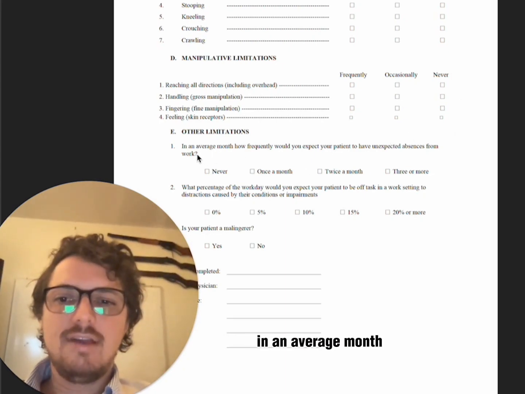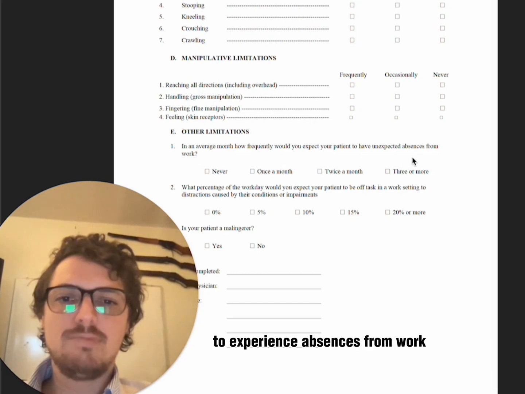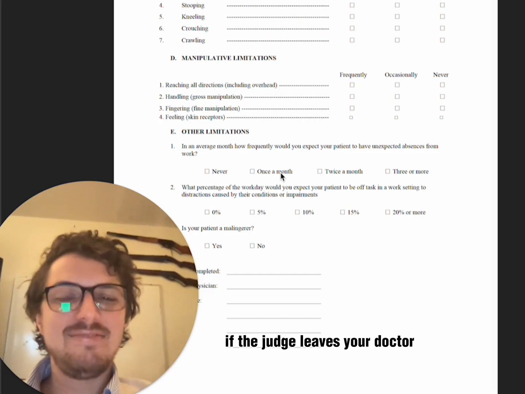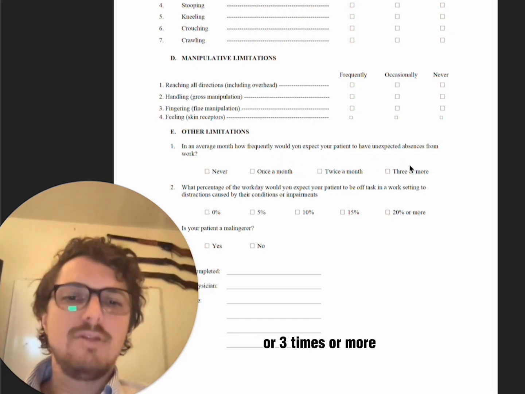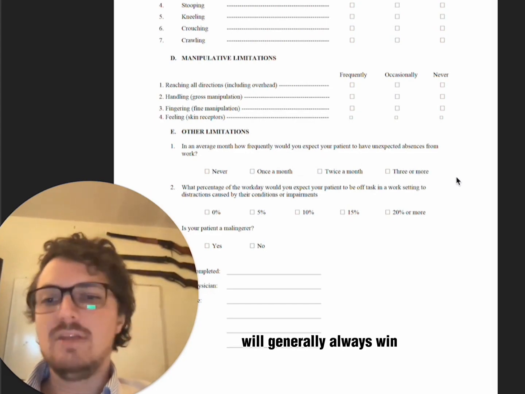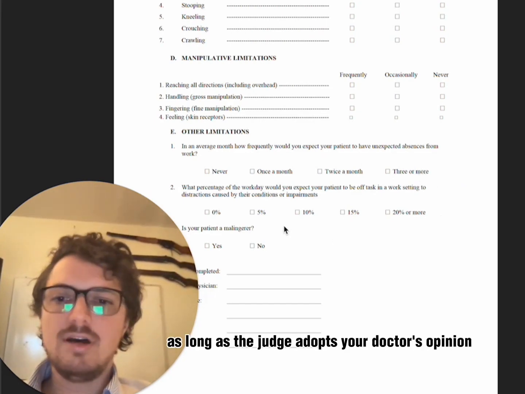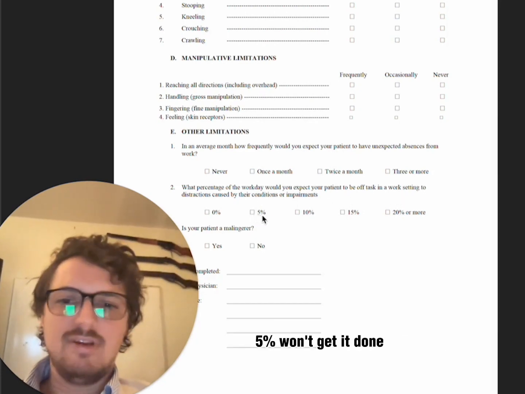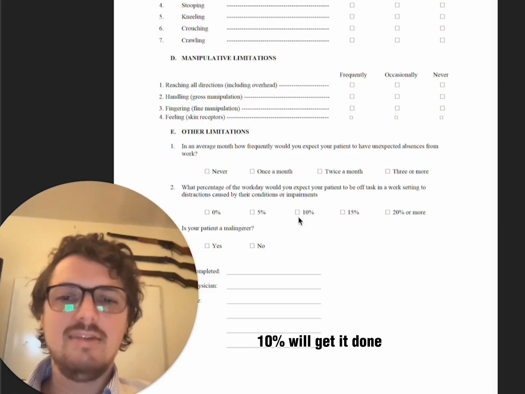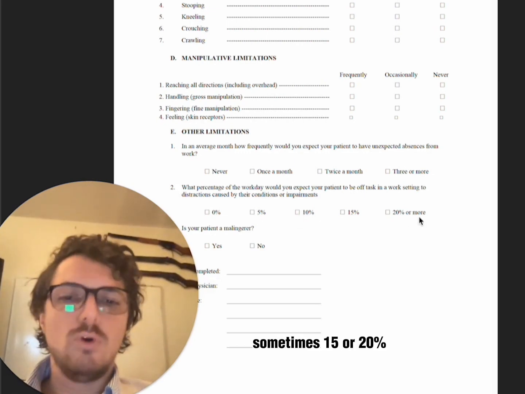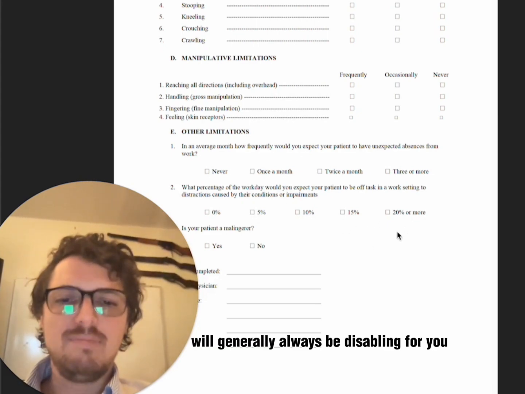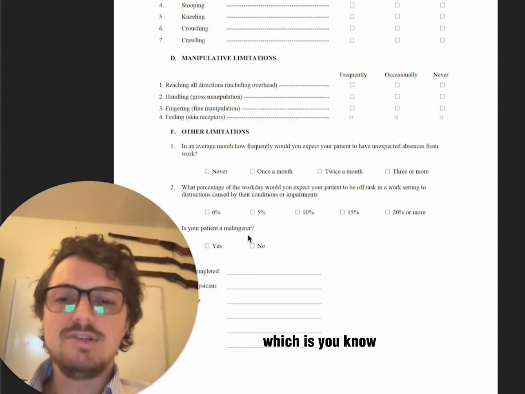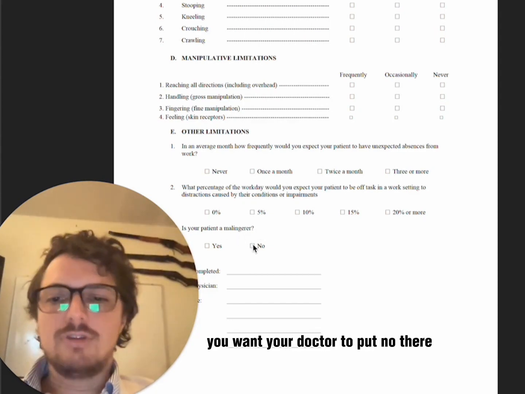Other limitations, in an average month, how frequently would you expect your patient to experience absences from work? Once a month will win sometimes if the judge believes your doctor. Twice a month or 3 times or more will generally always win, so long as the judge adopts your doctor's opinion. What percentage of a workday would you expect the patient to be off task in a work setting? 5% won't get it done. 10% will get it done sometimes. 15 or 20% will generally always be disabling for you if the judge adopts your doctor's opinion. Is your patient a malingerer, which is a fancy word for faker? You want your doctor to put no there.